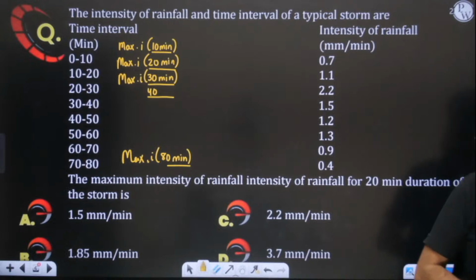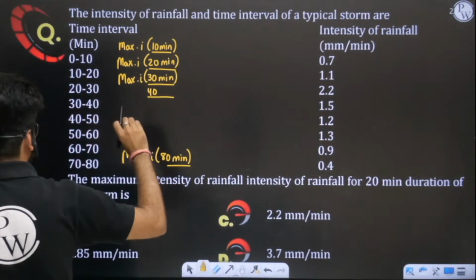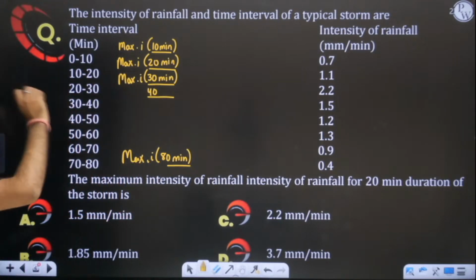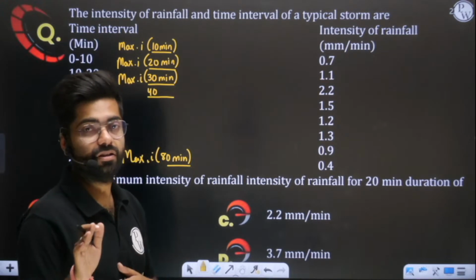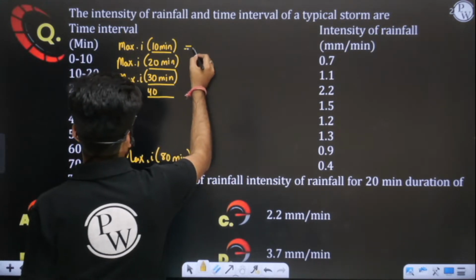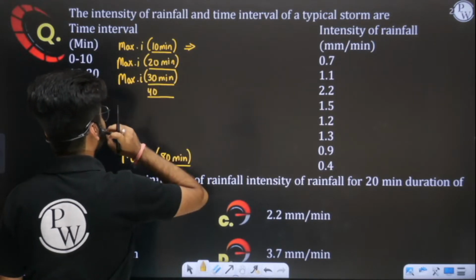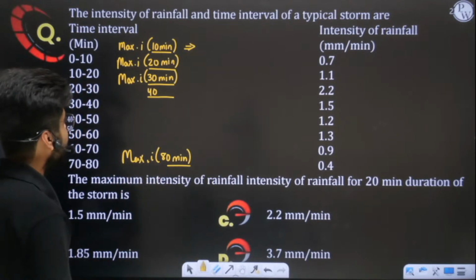I will solve for all of them. I will find maximum intensity for a 10-minute duration, for 20-minute, for 30-minute, for 40-minute, and so on. I will solve for each and every one. How? Now tell me the answer to this one. What is the maximum intensity when the duration is 10 minutes? You have to tell.